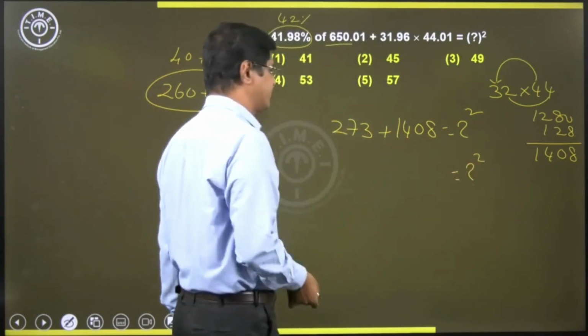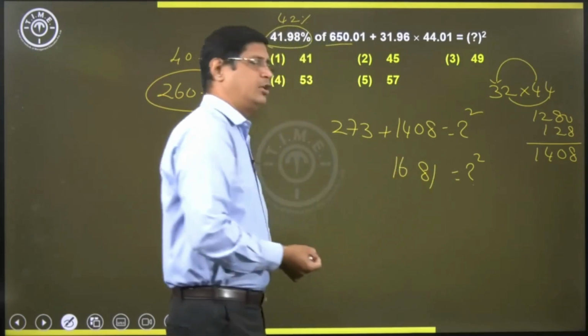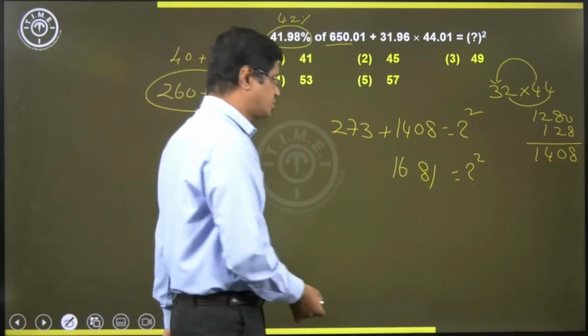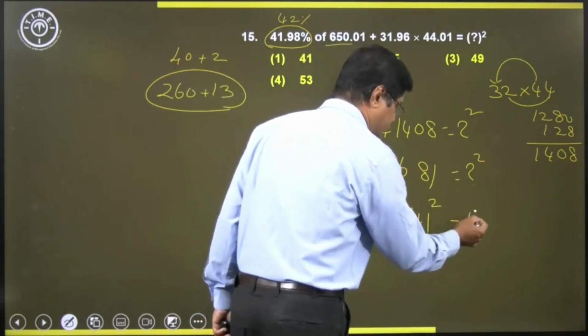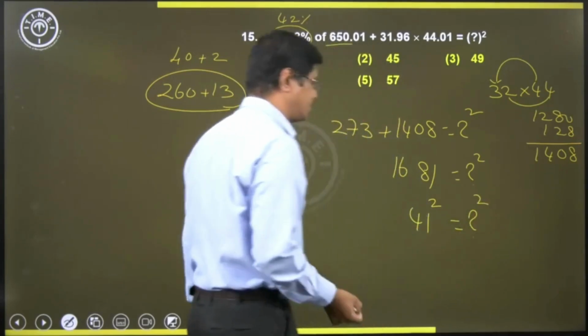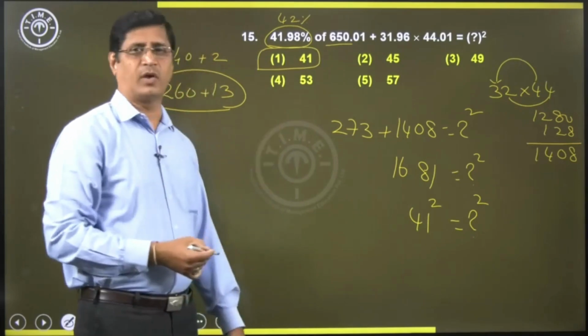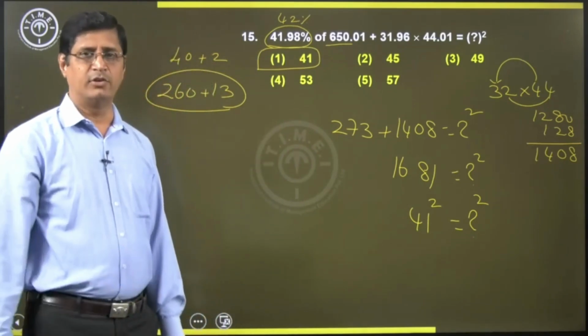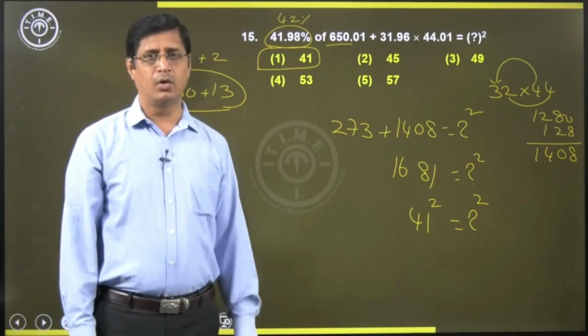Just add the values. Now, how much is the value of the question mark square? 8 plus 73, that is 81. 14 plus 2, that is 16. So 1681 is 41 square. 41 square is equal to 1681. So how much is the value of question mark? That is 41. The value of question mark is 41. Right choice, option number 1.